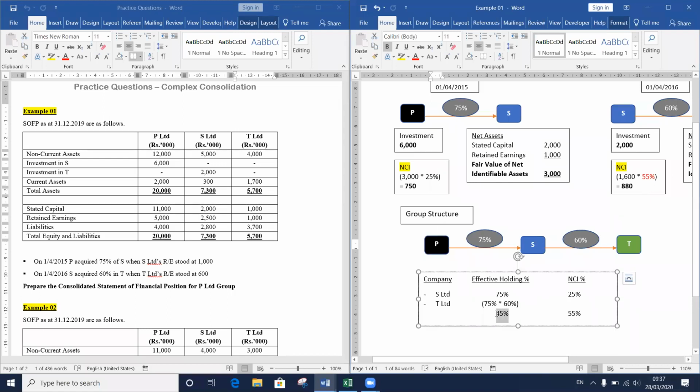It should be 45%. We have acquired 75% of S, and S has acquired 60% of T. Then the effective holding percentage we have in T company is 45%. And these are the percentages we need to consider for the accounting purpose.